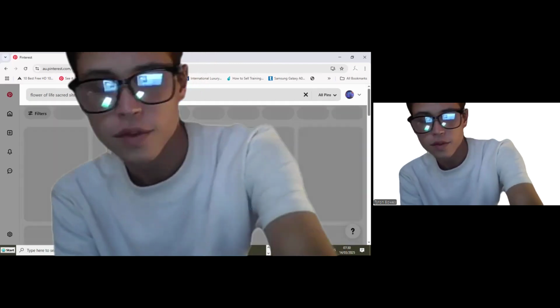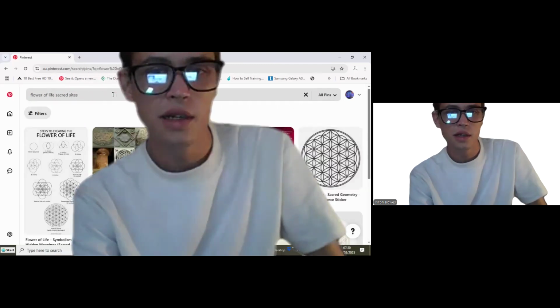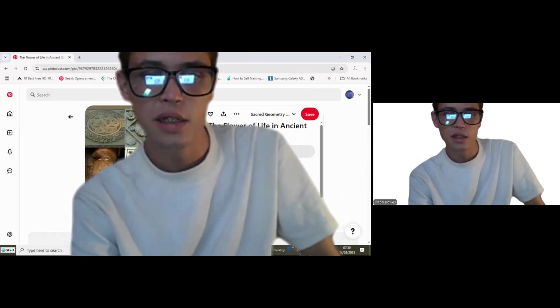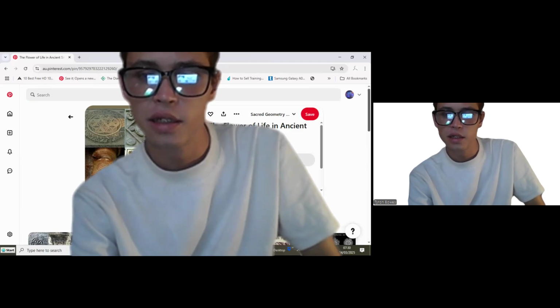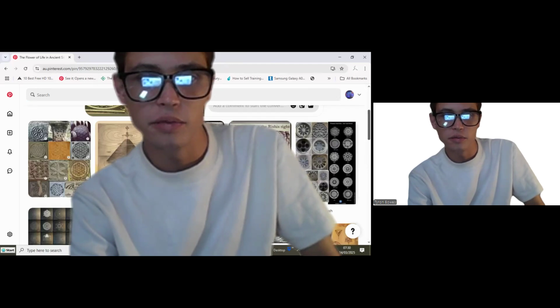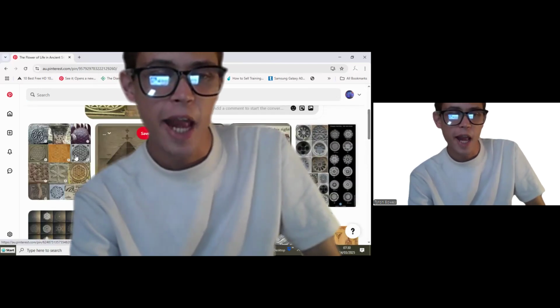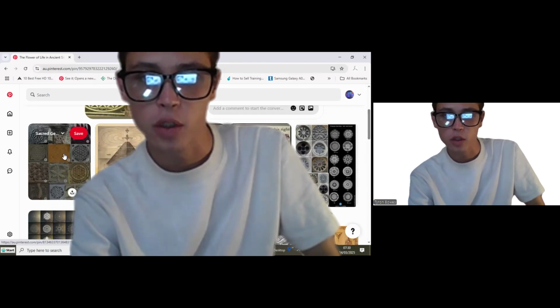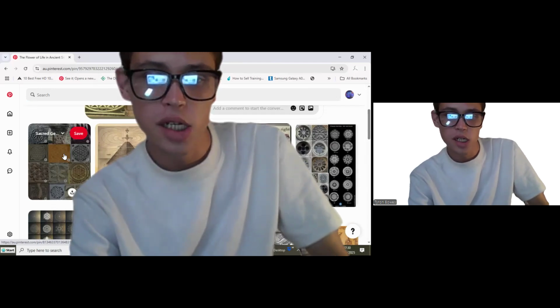2. The Rosslyn Chapel in Scotland. The flower of life is carved into the ceiling of this chapel, leading to speculation about possible connections to the Knights Templar and other secret societies. Yeah, the flower of life has been discovered in many ancient temples all around the world.